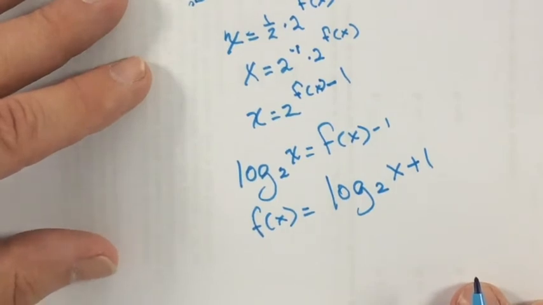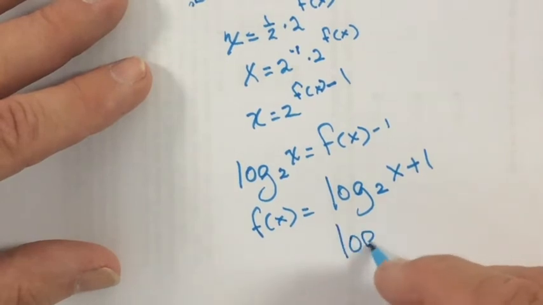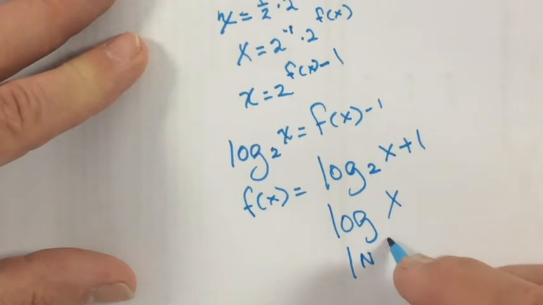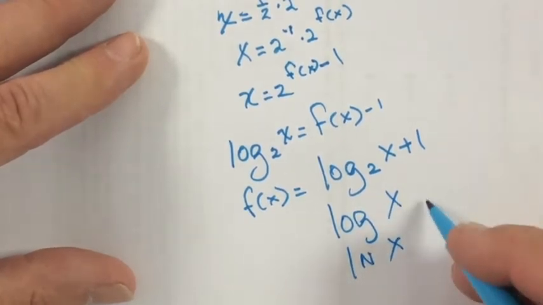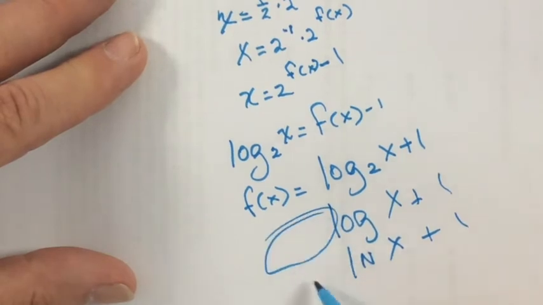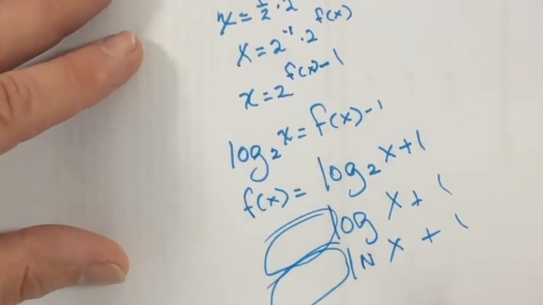Now, as it turns out, you could have done this with log x. You could have done this with the natural log of x. This would still have a plus one, I think. This would have some kind of a coefficient here. And if you did, it was right. I gave you credit for it.